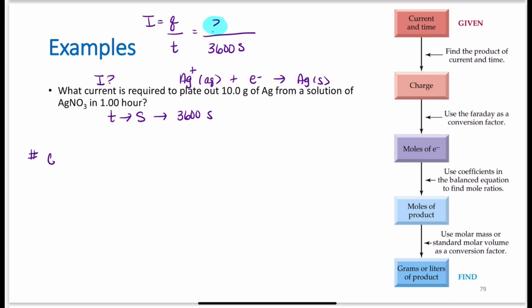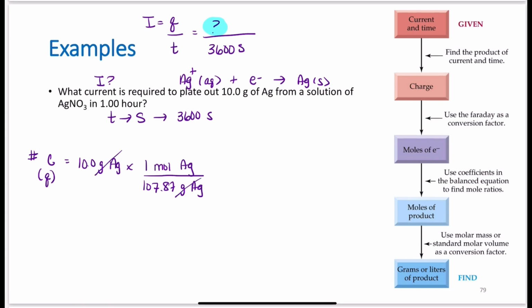So let's find the number of coulombs, or Q. I'm told that I'm plating out 10 grams of silver. Even if I forget the process, I know that normally if I'm starting with grams, I've got to convert to moles, and it's no different now. So I'm going to go ahead and convert to moles. 107.87 grams of silver. That cancels out my grams of silver. I've got moles of silver.